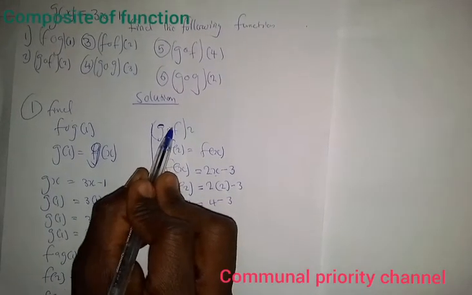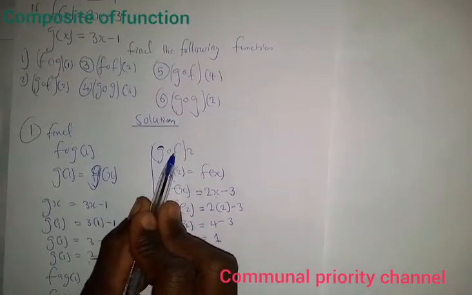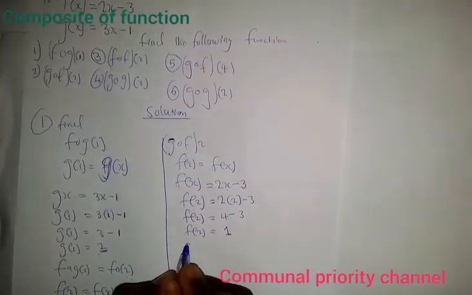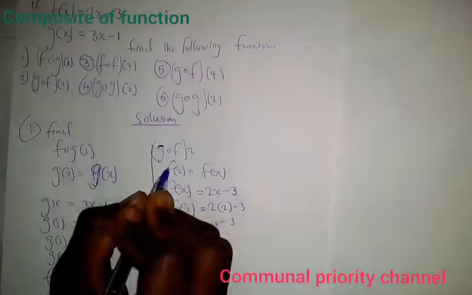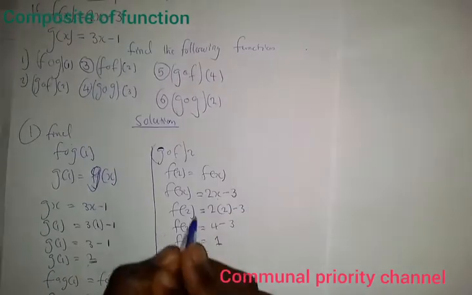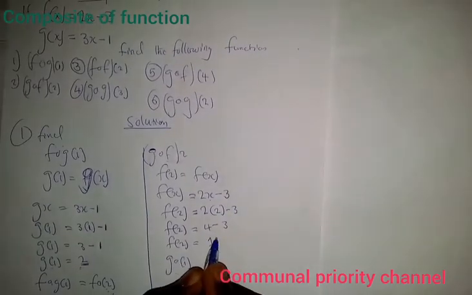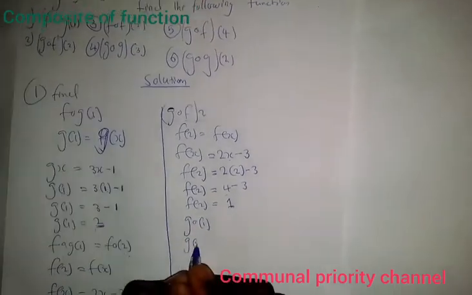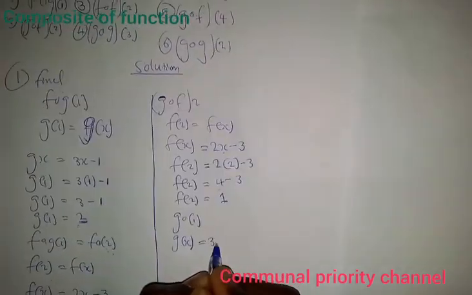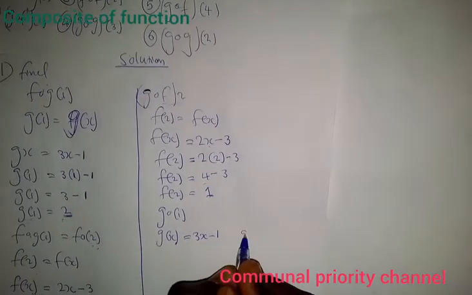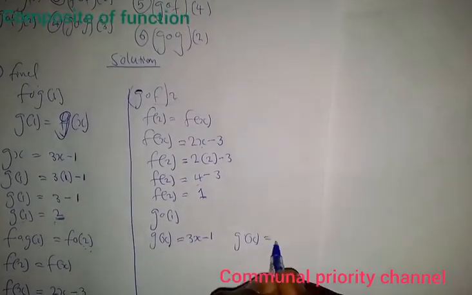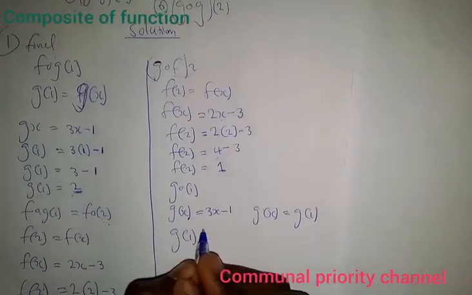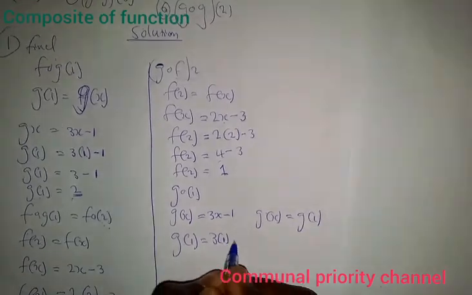Since we found our f of 2 as 1, now we'll find g of f of 2. Since our f of 2 is 1, g of f of 2 is going to be g of 1, because we already knew f of 2 is 1. Now we are finding g of 1. And g of x, we know, is equal to 3x minus 1. We say g of x is equal to g of 1. Then our g of 1 will be equal to 3(1) minus 1.